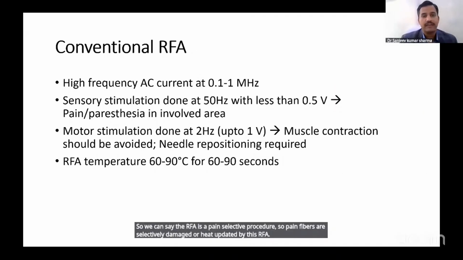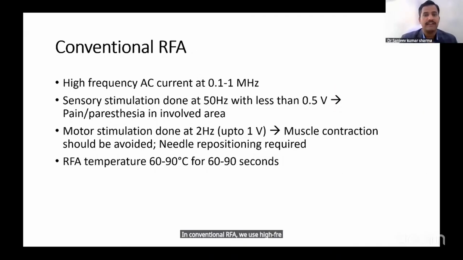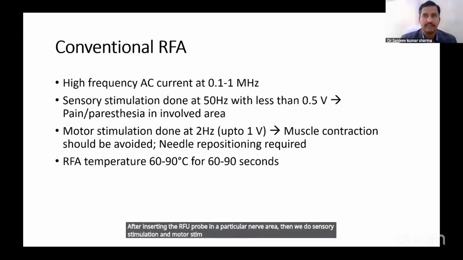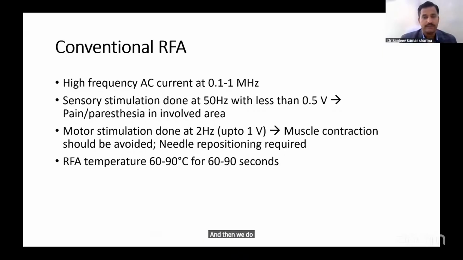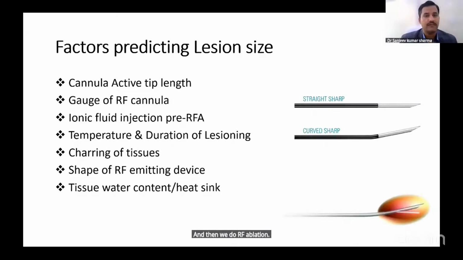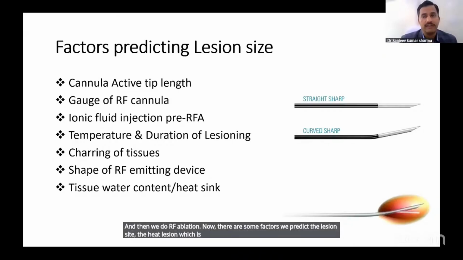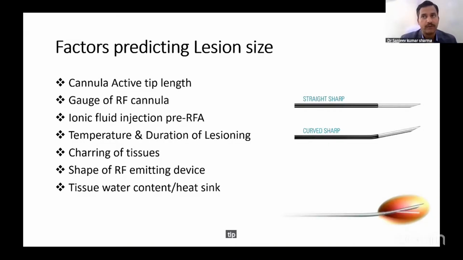In conventional RFA, we use high frequency AC current in the range of 0.1 to 1 megahertz. After inserting the RFA probe in a particular nerve area, we do sensory stimulation and motor stimulation to check that we are at the right site, and then we do RF ablation. Now there are some factors which predict the size of the heat lesion produced at the RFA probe tip. The various factors which affect it include the active tip length.